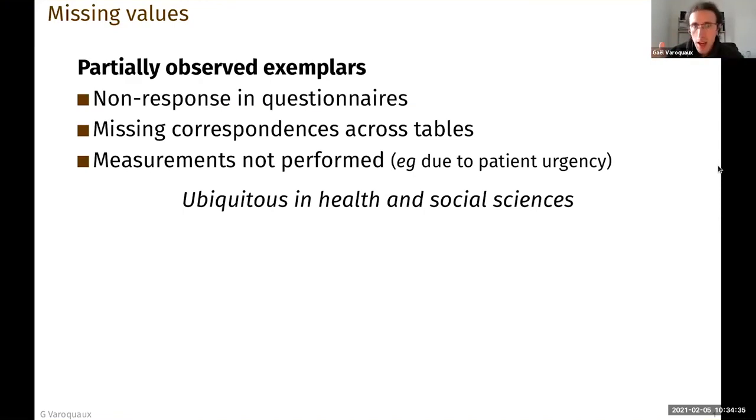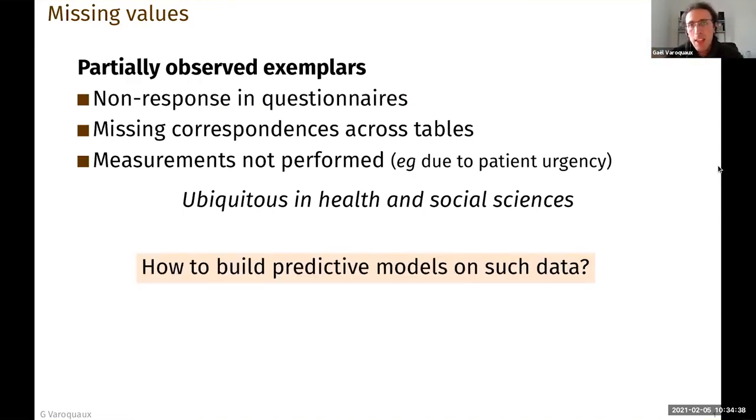So this is the setting, and the question that I'm interested in is, given those settings, how do we build good predictive models on such data?